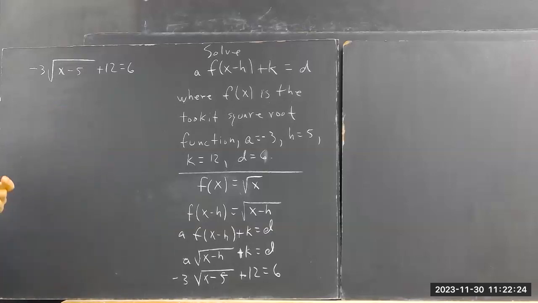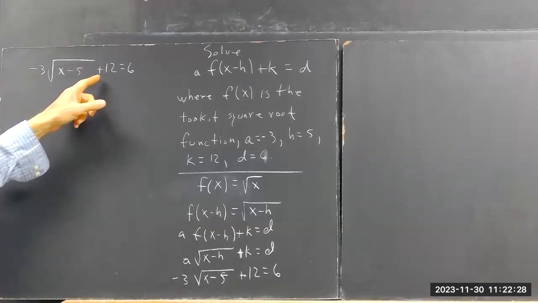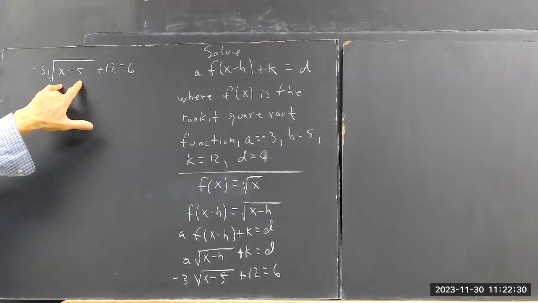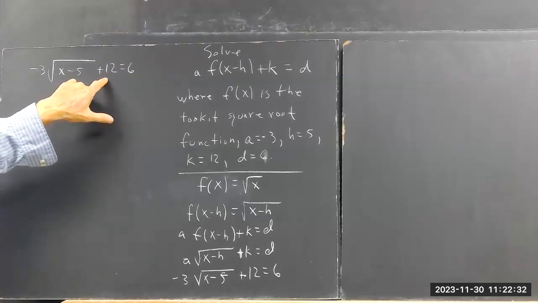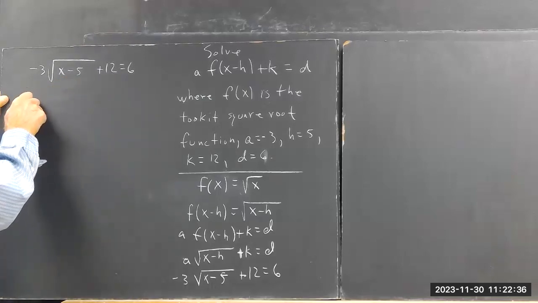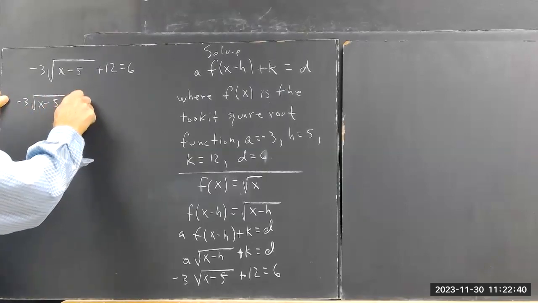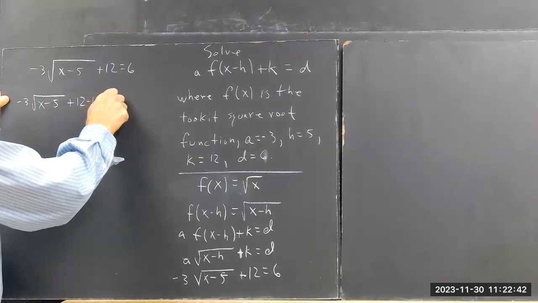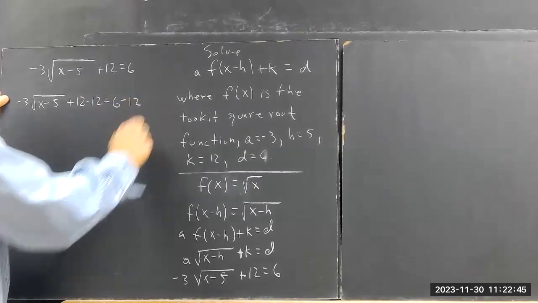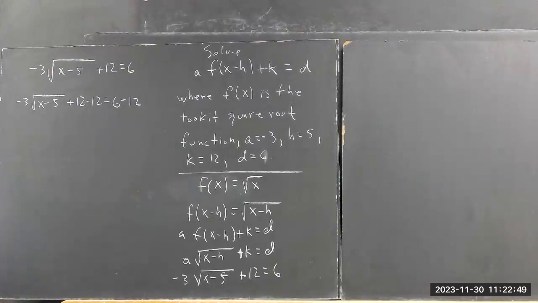Now, what's the first thing I would almost certainly think to do? I've got a plus 12 in this and a 6. And we're trying to get to X. So it's real easy to get rid of that 12, subtract 12 from both sides. I'll write this. And I really prefer that you write it like this, where it's explicit that we're subtracting 12 from both sides.